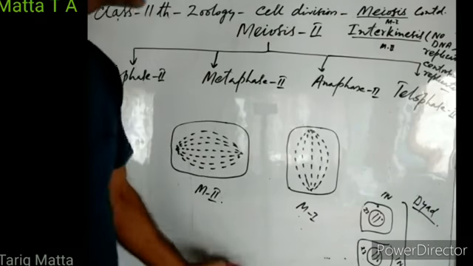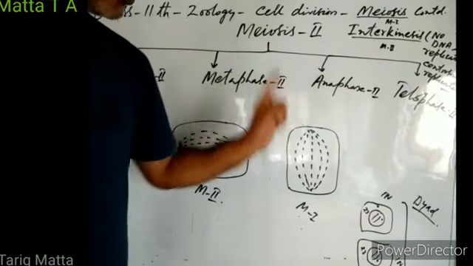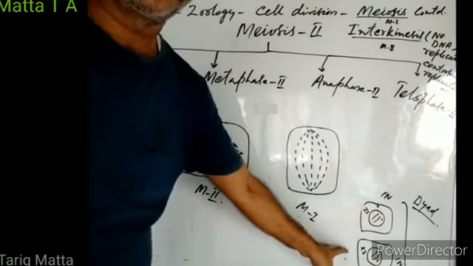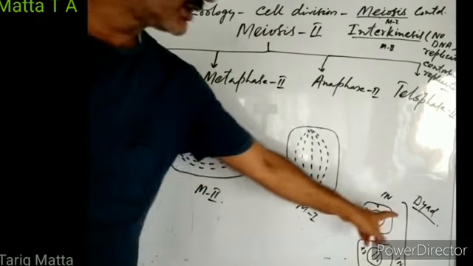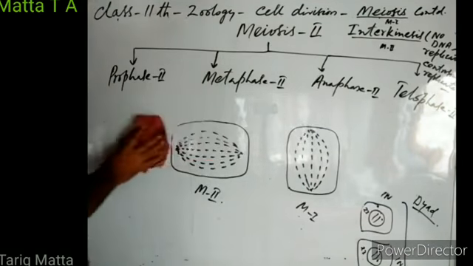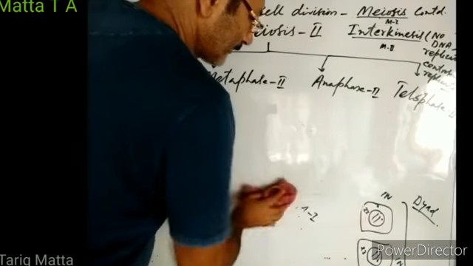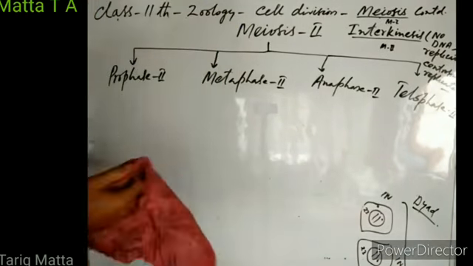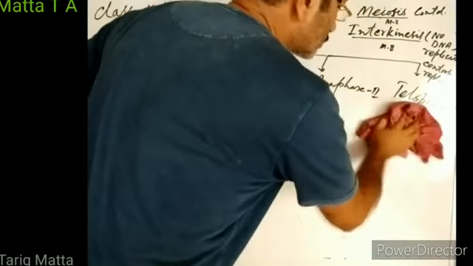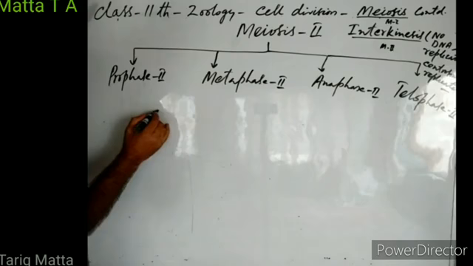Now, this meiosis second is further divided into prophase second, metaphase second, anaphase second, and telophase second. Which cells are going to enter into meiosis second? Both these two daughter cells, which were formed at the end of meiosis first, this dyad, will enter into meiosis second. So we will see what will happen during meiosis second. Both the cells will enter together into prophase second.